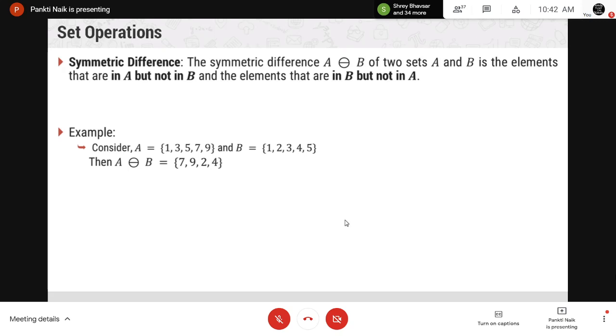The symmetric difference of two sets A and B is the elements that are in A but not in B, and the elements that are in B but not in A. So that will be represented like this: A minus B union B minus A. So consider A equals 1, 3, 5, 7, 9 and B equals 1, 2, 3, 4, 5.